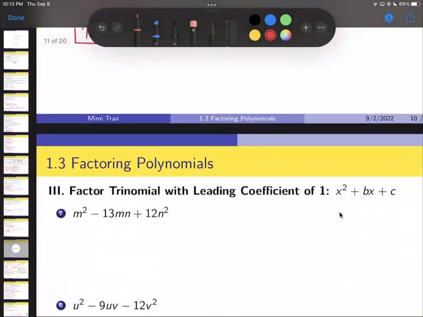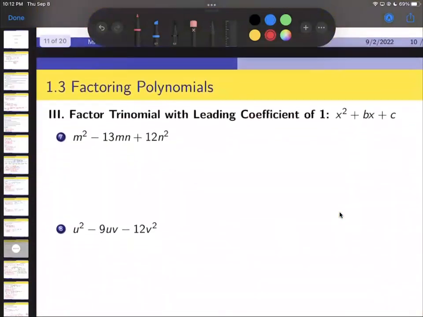Number 7 is similar to number 5, so I recommend number 7 and number 8. I recommend you pause it and do it on your own.